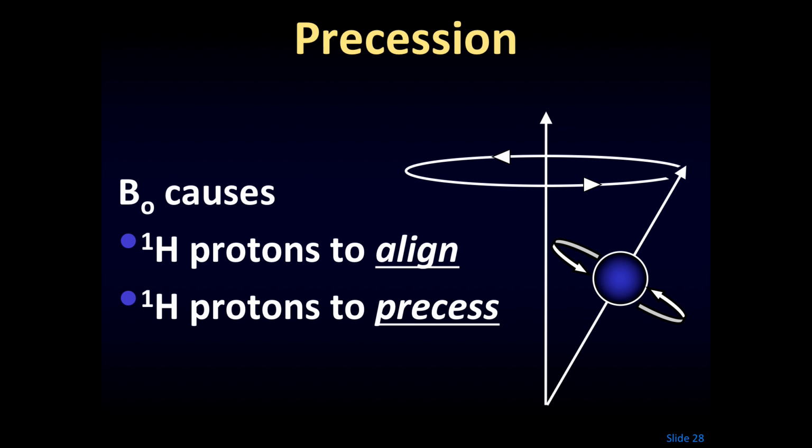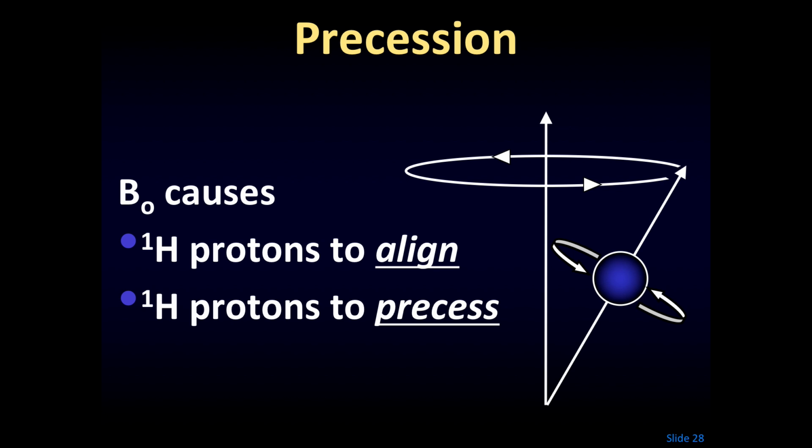So B0 has 2 effects on protons. It causes the magnetic dipole moments of the protons to align with or against the magnetic field, and it causes the magnetic dipole moments to precess.